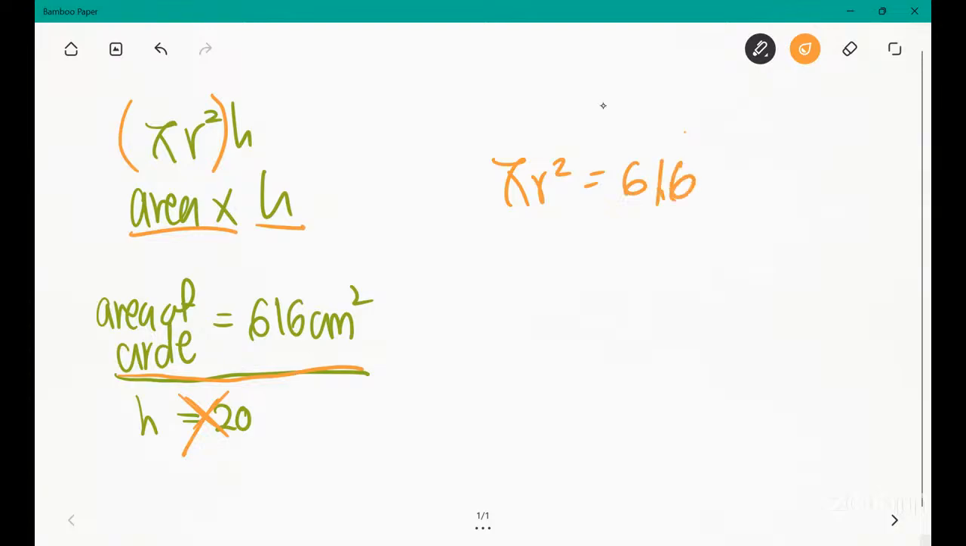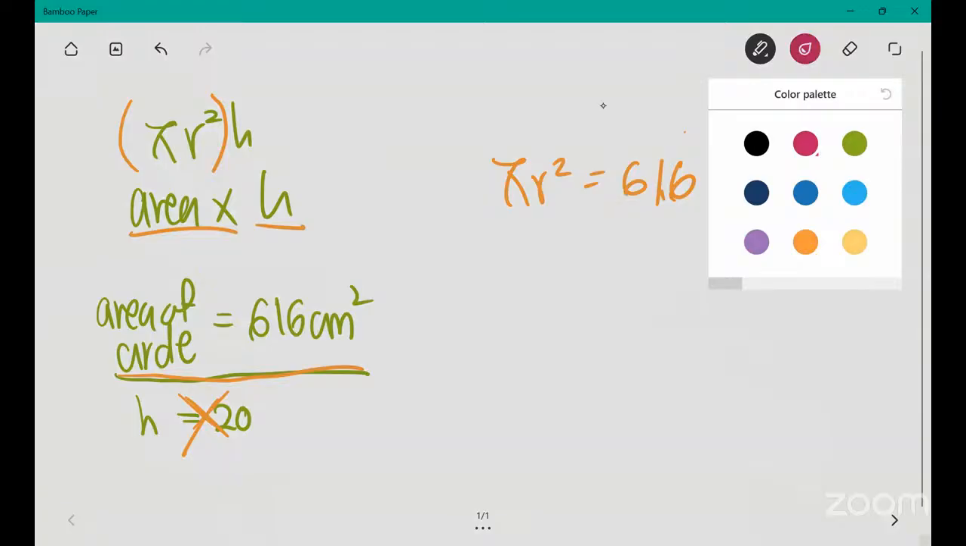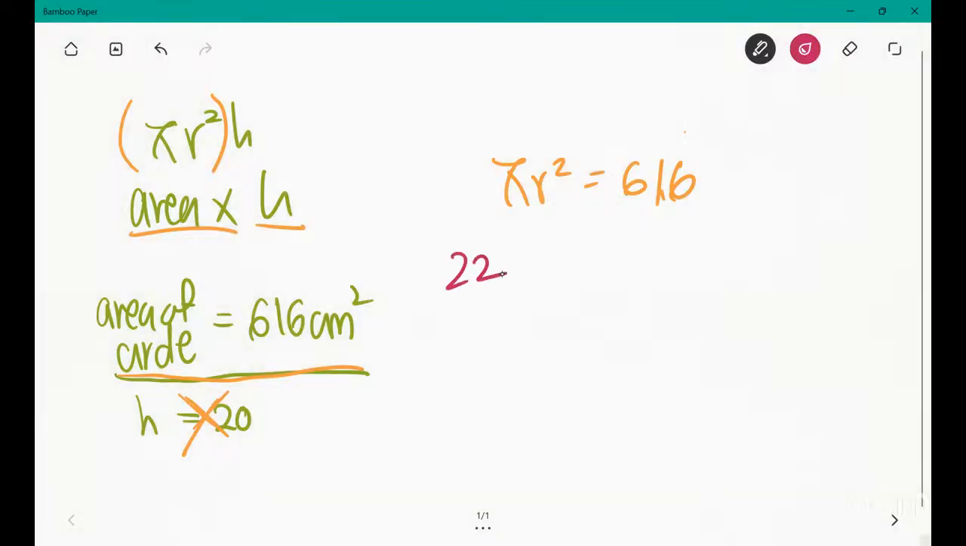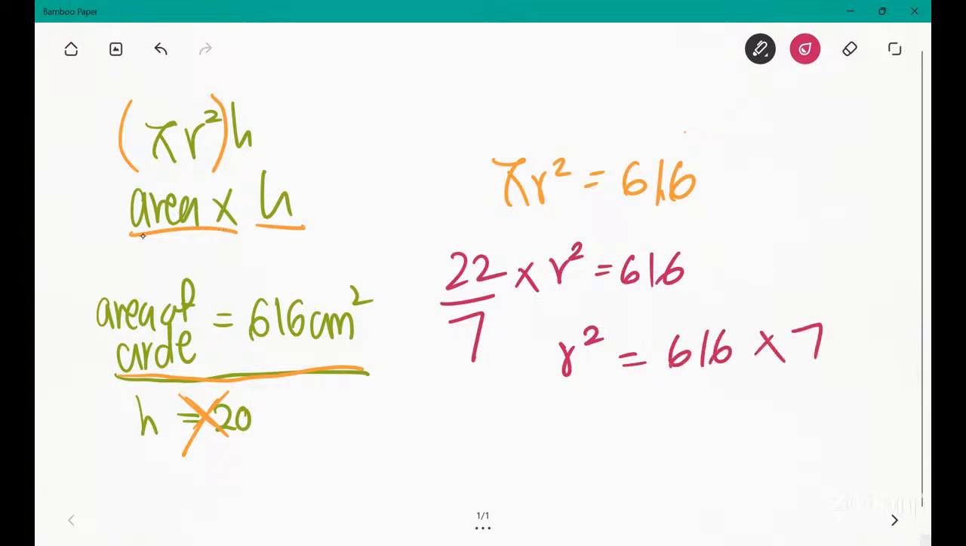Usually they don't, but sometimes they can give you values that are very unnecessary. You don't even need to use them. If you find a short form that you don't have to use, don't use it, because the more numbers that you have, the more chances of you making mistakes. So pi r squared here is 616. So pi, 22 over 7, into r squared is equals to 616. So r squared is equals to 616 into 7, this goes up, this comes down, divided by 22.